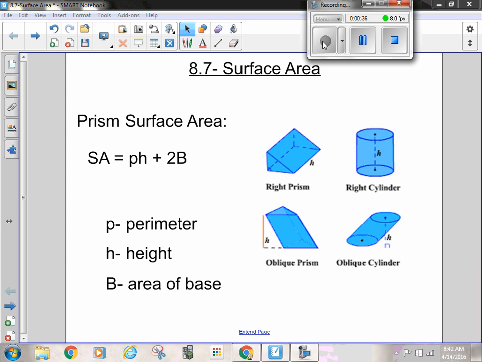Height is the distance between the two bases, the perpendicular distance between the two bases. So notice in the picture here, our height is actually here. It's the perpendicular distance between the two bases. You got to get out of your head that the height is how tall it is in the picture.